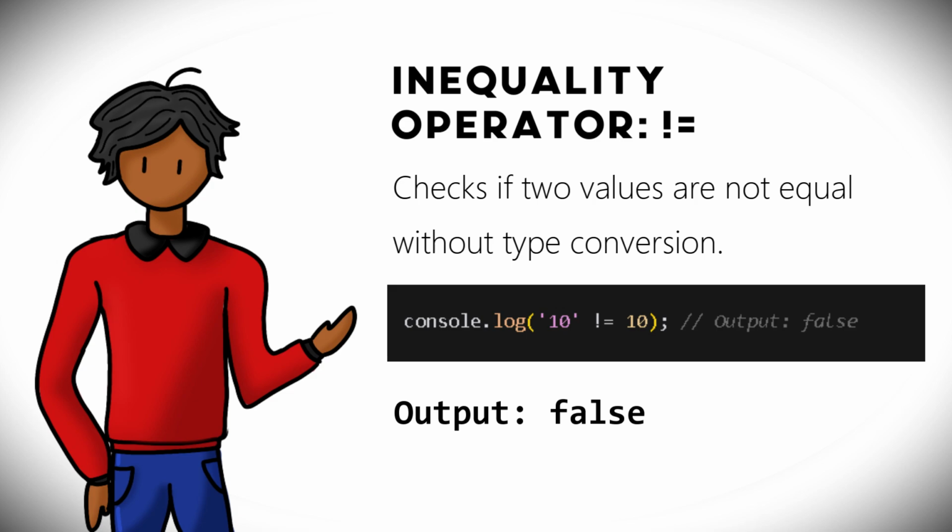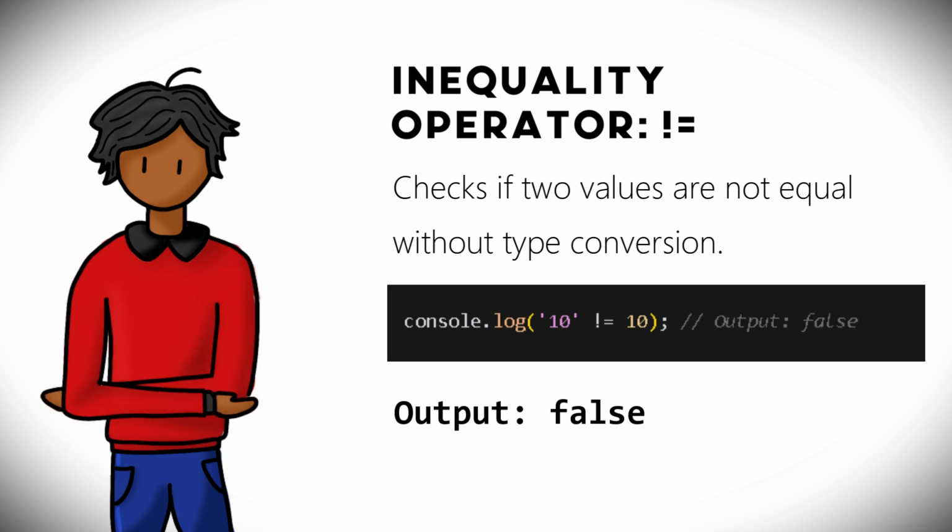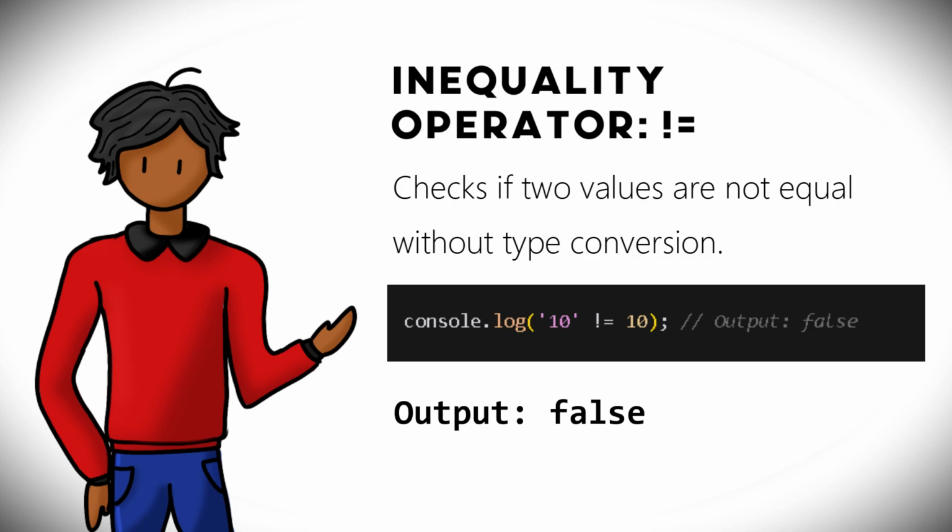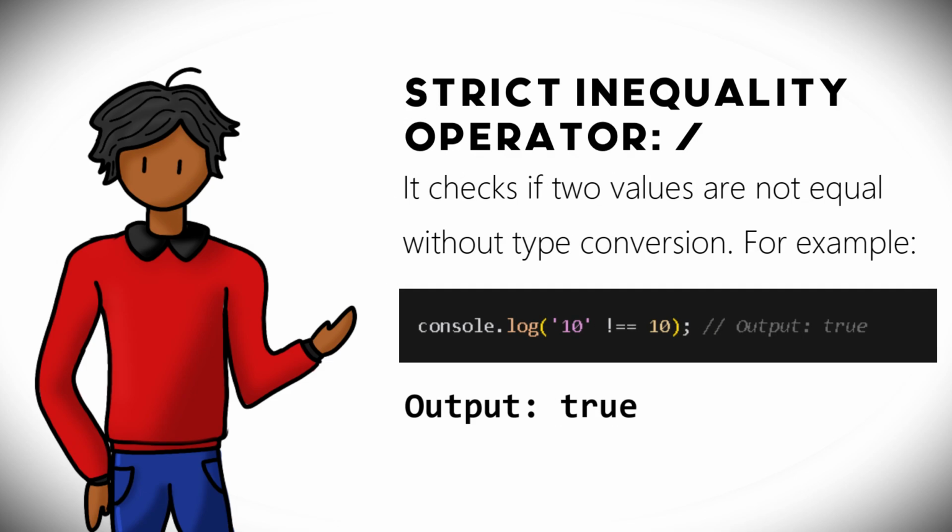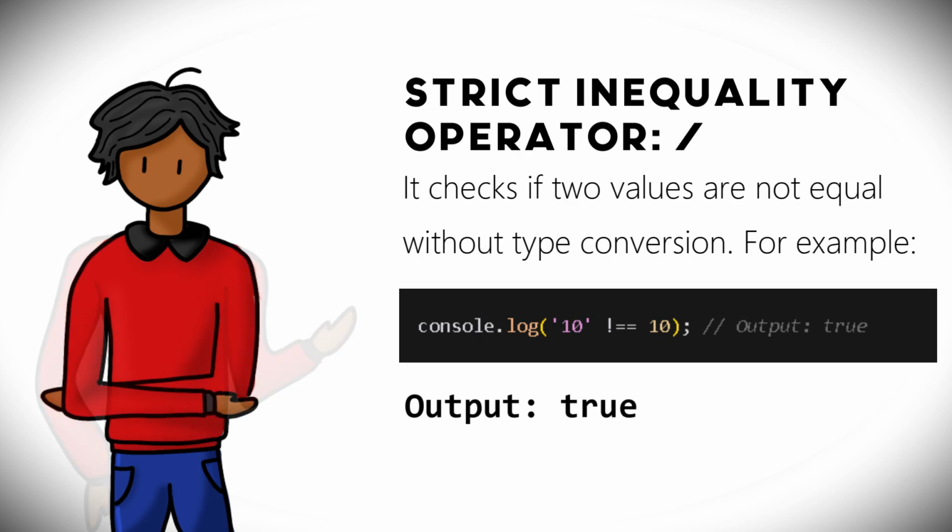Thirdly, it's the inequality operator. It checks if two values are not equal with type conversion. For example, here, the string 10 is not equal to the number 10 after type conversion, which outputs false. Fourthly, we have the strict inequality operator, when you want to check two values are not equal while also taking the value type into account. For example, this comparison is true because the types are different.